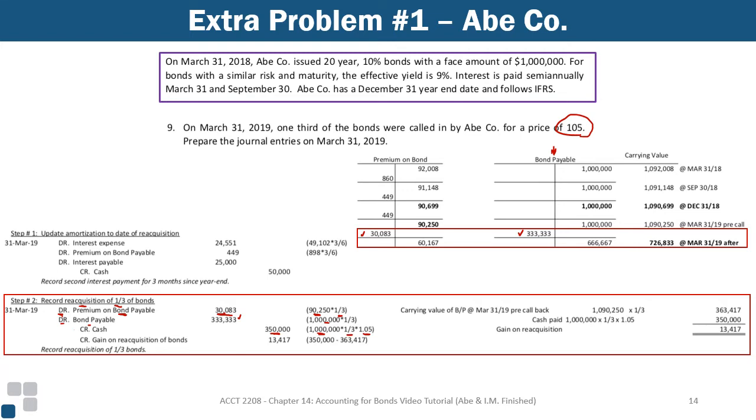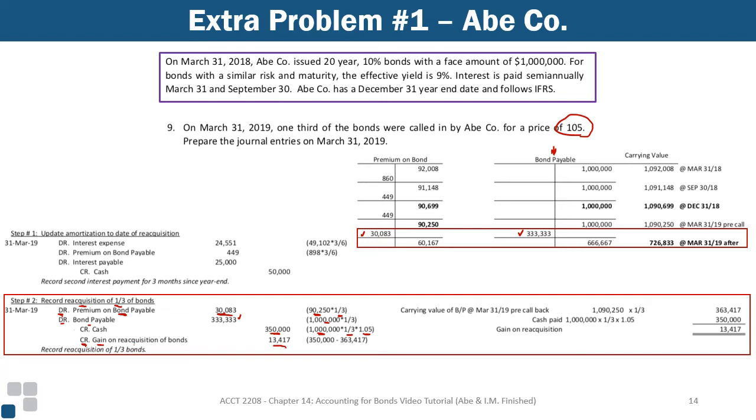So credit cash $350,000. Then in order to make our journal entry balance, right, our debits have to equal credits, we need an additional $13,417 credit. Well, that will be a gain on reacquisition. So basically just plug the journal entry to make it balance. If you needed more debits, right, then you would have a debit, which would be a loss on the reacquisition of bonds.